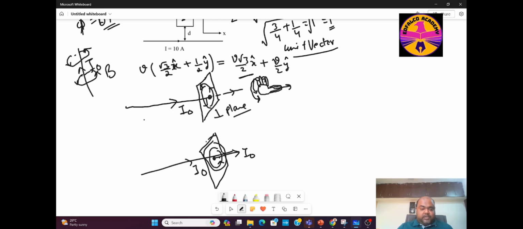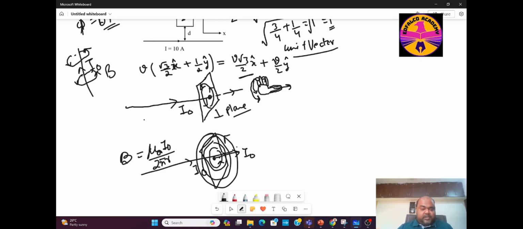Everywhere it will be like this, like a circle all around it, correct? In this way, the magnetic field B is given as mu naught I by 2 pi r. I naught, basically, because I naught is the current you have assumed. So mu naught, which is the constant of permeability, by 2 pi r.